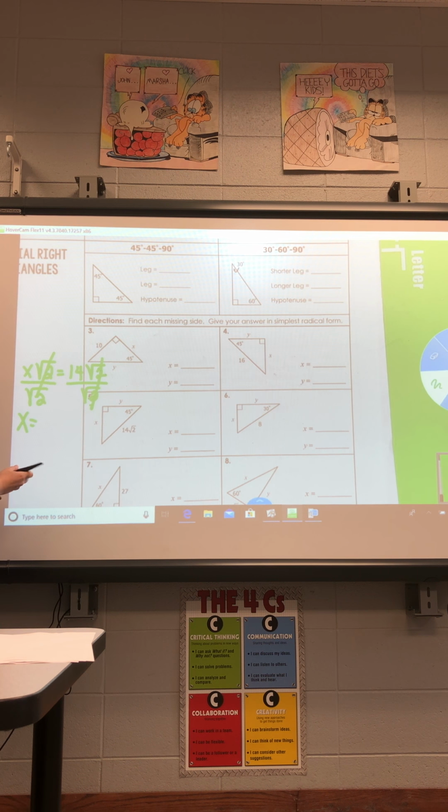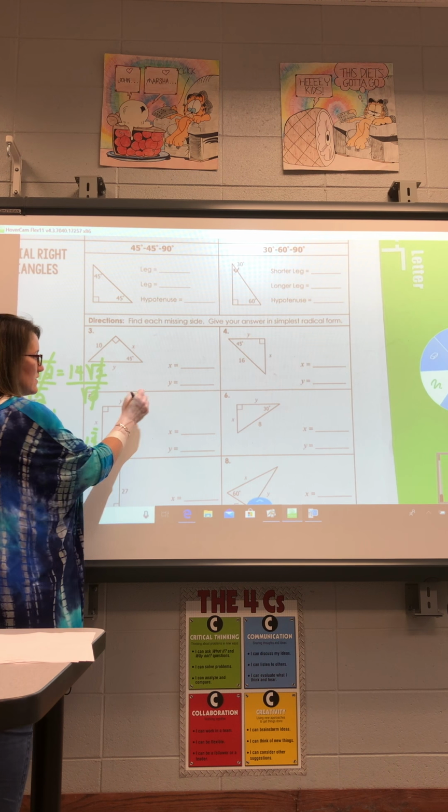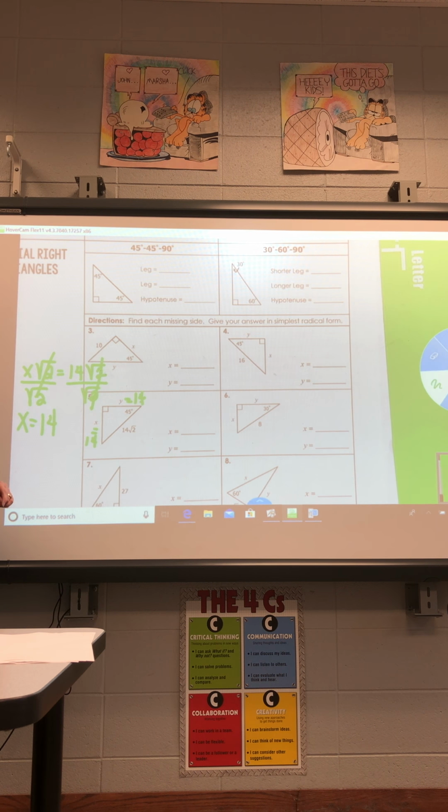So I have 14 times 1, which is 14. This was very simple, wasn't it? You didn't have to do anything with radicals because they canceled out. So if x is equal to 14, so is y, okay? So that gives you your 45, 45, 90.